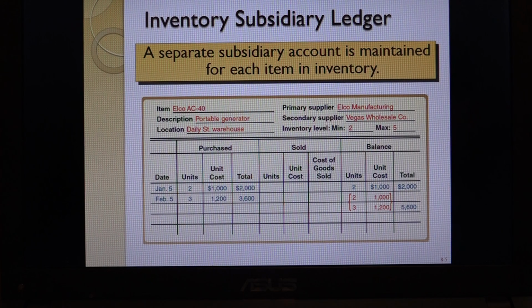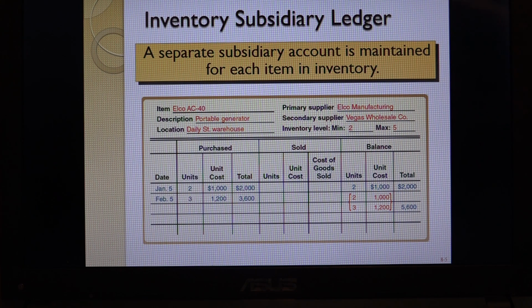Now note here in this example, what do we have? Well, we have two items that we purchased at $1,000 per unit on January 5th, if you're looking at the first four columns. And the total of all those units, 5 of them, is $5,600.